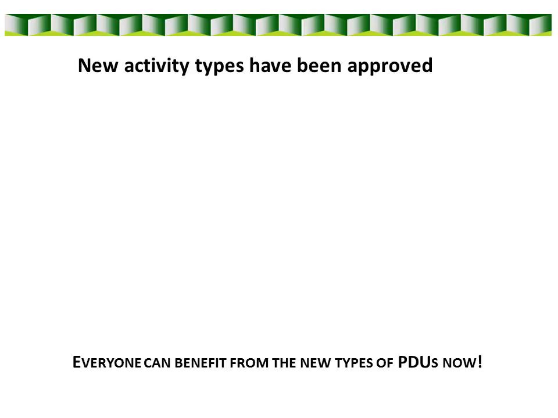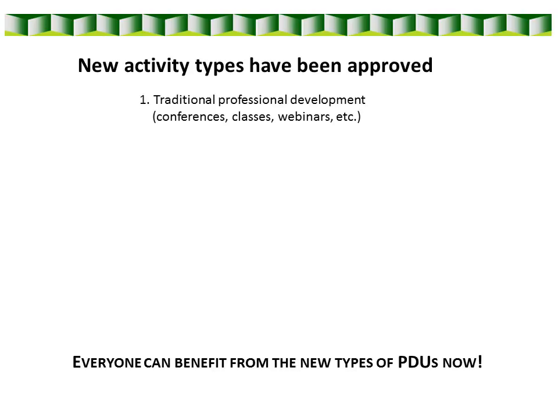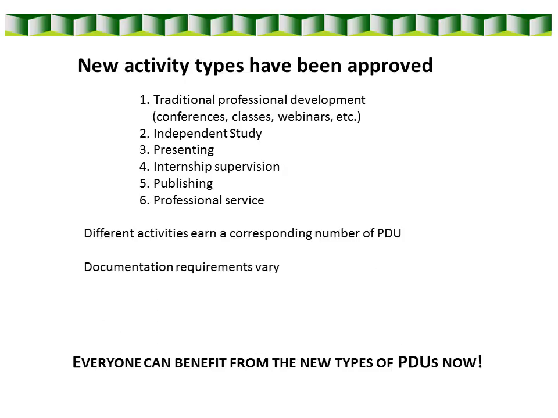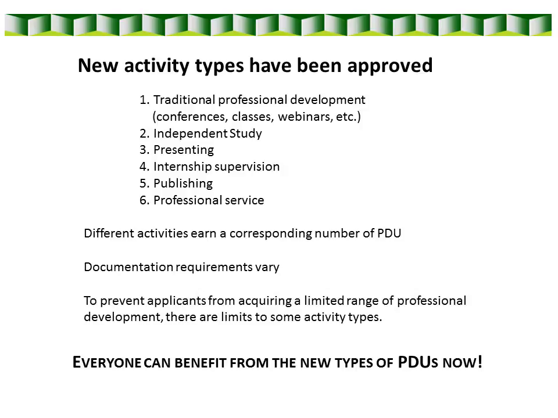Along with the changes to the number of PDUs required, new activity types will now be accepted. Along with traditional professional development, which includes conference sessions, college classes, and webinars, the certifying committee has added the following activities: independent study, presenting, internship supervision, publishing, and professional service. Everyone, both Groups 1 and 2, can use the new activity types right away. These are effective for activities completed after January 1st, 2015. In a moment, I'll be talking about the appropriate documentation and how to calculate PDUs for each of the activities. There are also limits to some activities that I'll discuss as well.